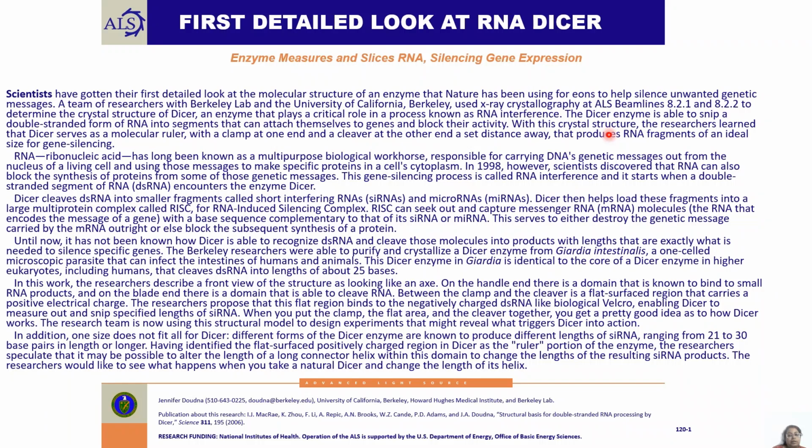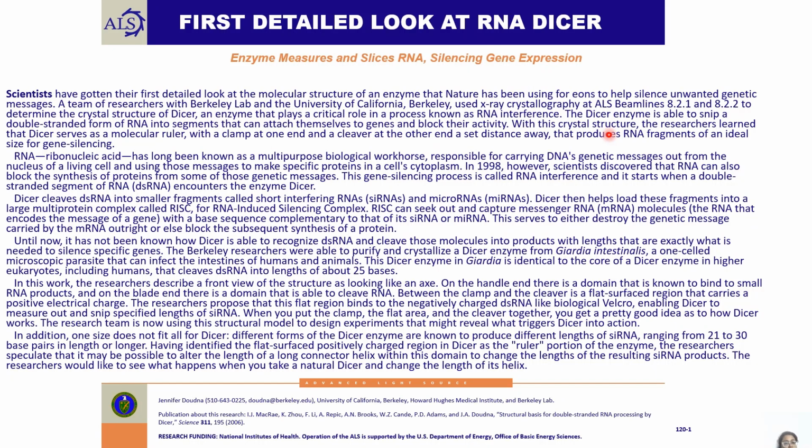RISC can seek out and capture messenger RNA molecules with a base sequence complementary to that of its siRNA or miRNA, which serves to either destroy the genetic message carried by the mRNA outright or else block the subsequent synthesis of a protein. Until now, it has not been known how Dicer is able to recognize double-stranded RNA and cleave those molecules into products with lengths that are exactly what is needed to silence specific genes.